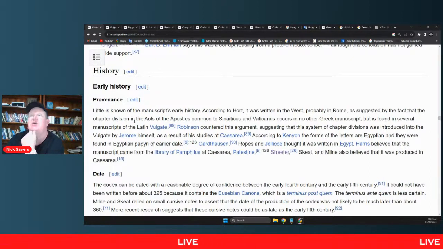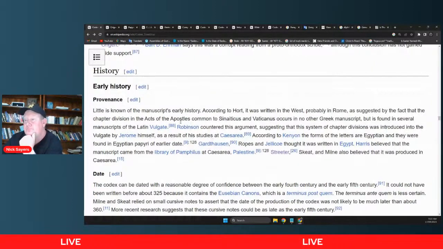But little is known of the manuscript's early history, according to Hort. It was written in the West, so a lot of this is speculation, especially if you think that the manuscript was written in 1840. All this is just nothing. But for a lot of people, they believe this, or they see this as plausible. Little is known of the manuscript's early history. According to Hort, it was written in the West, probably in Rome, as suggested by the fact that the chapter division in the Acts of the Apostles, common to Sinaiticus and Vaticanus, occurs in no other Greek manuscript, but is found in several manuscripts of the Latin Vulgate.